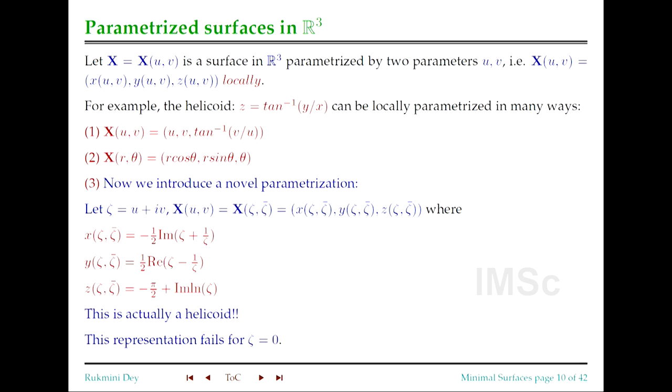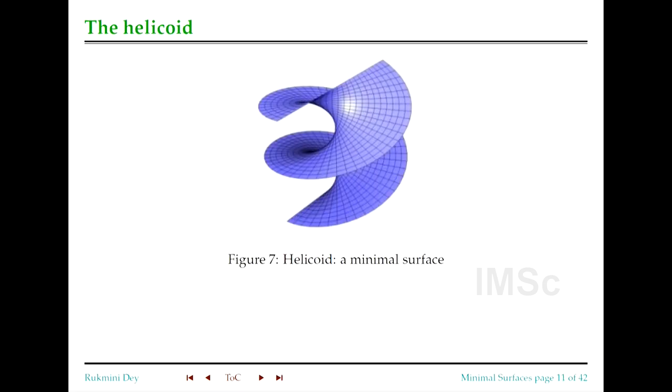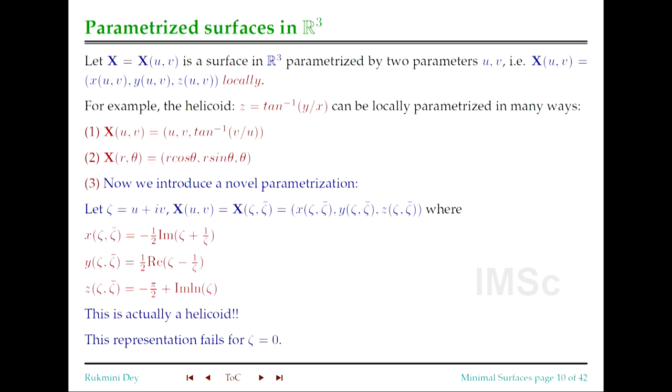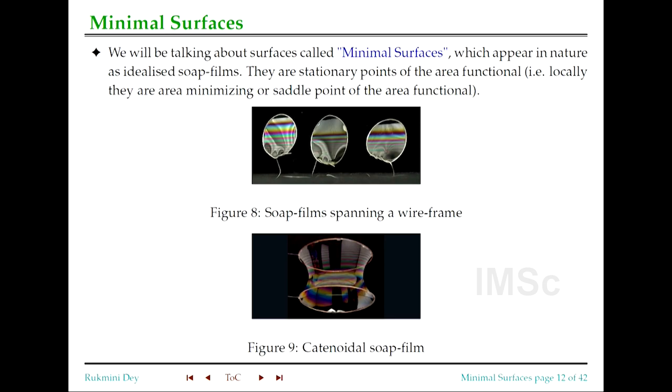So this kind of parameterization holds because the helicoid is actually a minimal surface. So we will see parameterizations like this occur, where x is the real or imaginary part of a holomorphic function, y is the real or imaginary part of a holomorphic function, and z is a real or imaginary part of a holomorphic function. They are what are known as harmonic functions. Okay, so this kind of parameterization occurs if the surface is a helicoid. I'll come to that.